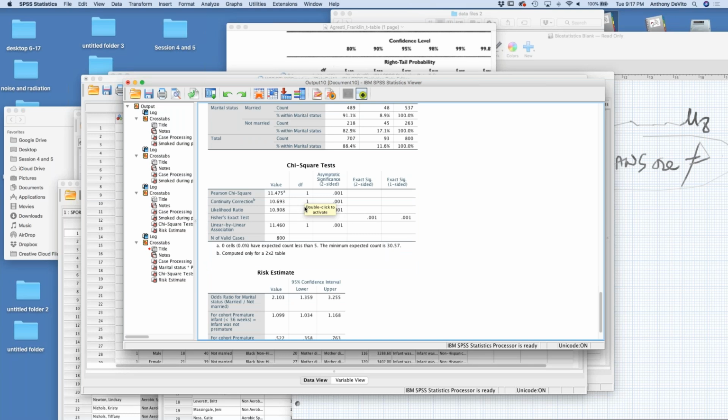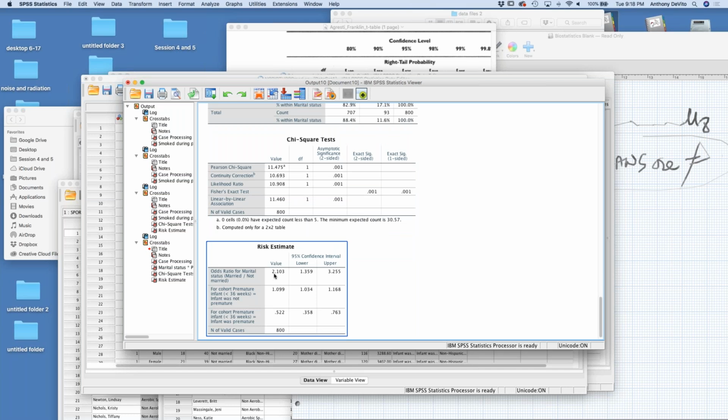When it's a 2x2 table, it's number of rows minus 1, number of columns minus 1. 2 minus 1 is 1, 2 minus 1 is 1, 1 times 1 is 1, so 1 degree of freedom. If we went to the table for chi-square, we would know the critical value of chi-square is 3.84 for 1 degree of freedom. And in fact, we've exceeded the critical value. We can reject the null hypothesis that there's no association between marital status and premature birth. And in fact, our p-value, our significance, is well below 0.05. We have justification here for rejecting the null hypothesis that there's no association between marital status and premature birth, and accepting the alternative hypothesis that there is an association.